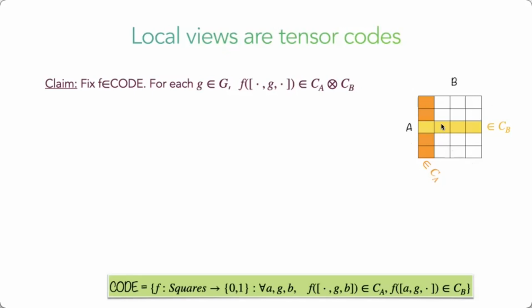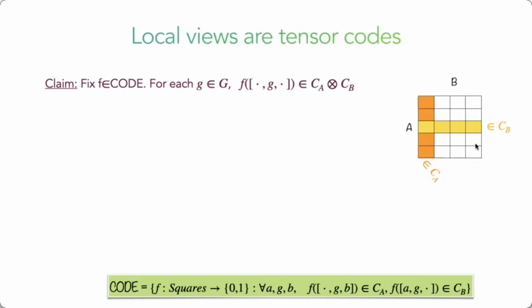And every entry here in this table is one of the squares. So I can copy the bits of F to the entries here. The bit corresponding to AGB will be in location AB. Okay, so now what does this claim say?